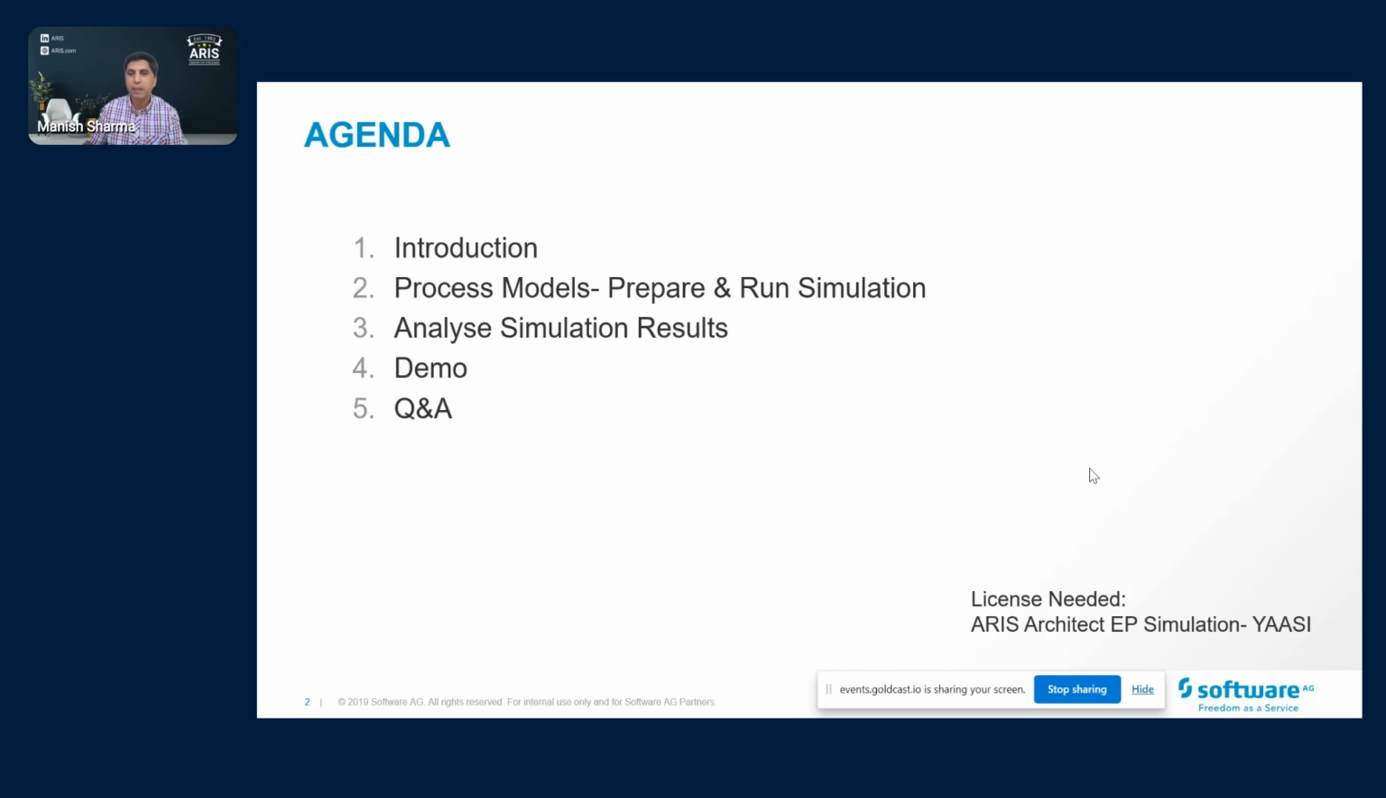To begin with, simulation is not a standard capability that's available out of the box in ARIS without a license. So you do need a license. The license is called ARIS Architect Enhancement Pack Simulation, and that's the code by AASI. You do need this license to be able to use simulation. If you've got this license, then simulation is going to be available as one of the capabilities within the architect, and you can run simulation as well as experiments using simulation. So all you need is this license for activating simulation within architect.